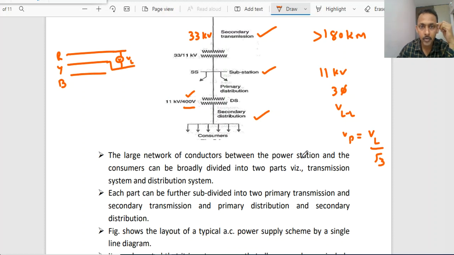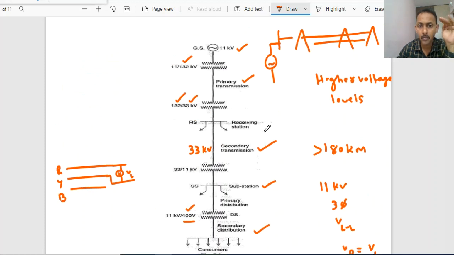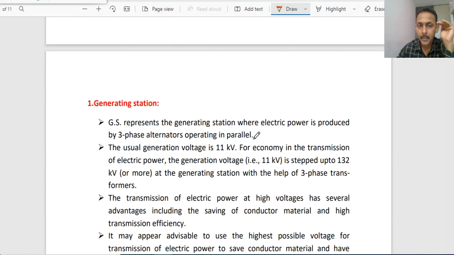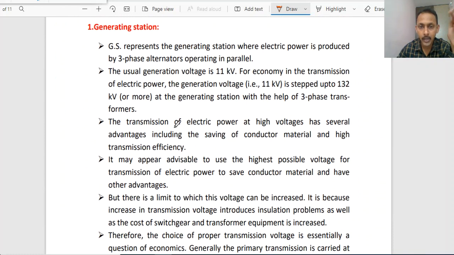Dear students, here we have four major components: primary transmission, secondary transmission, primary distribution, and secondary distribution. Now the generating stations, as we have discussed, will generate the power at 11 kV and it will be stepped up to 132 kV using three-phase transformers. The power is transmitted at higher voltage levels in order to save conducting material, and also to have high transmission efficiency.